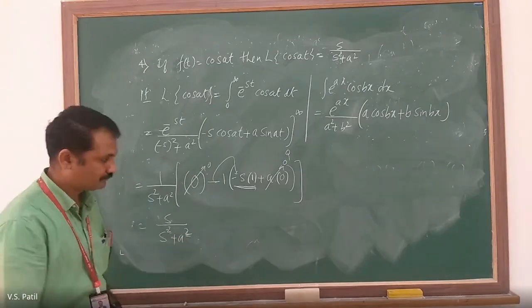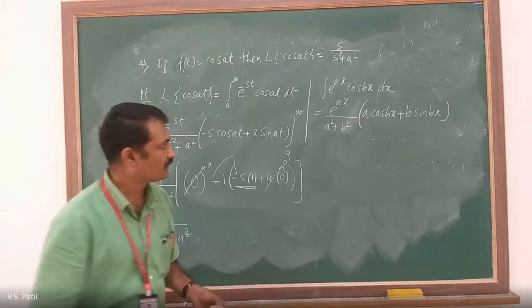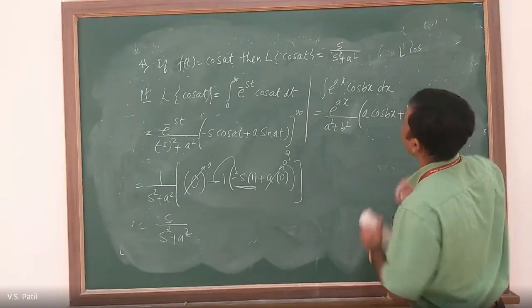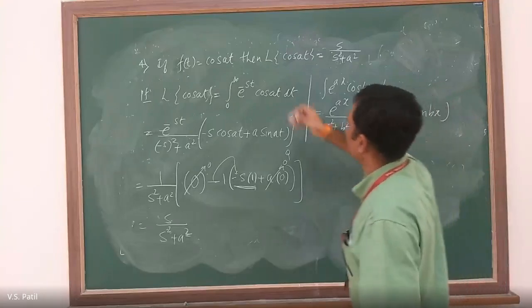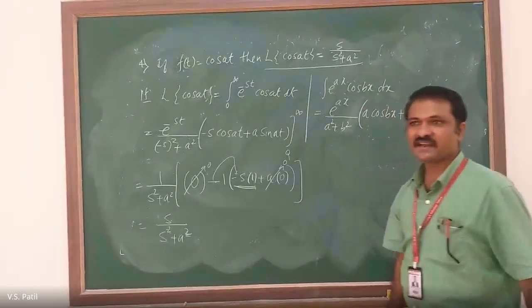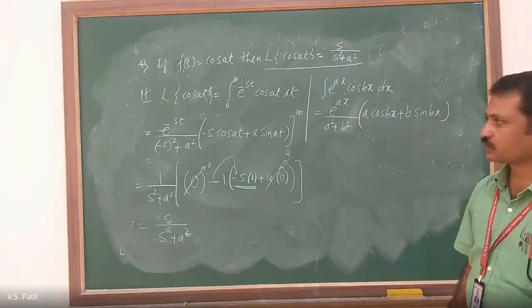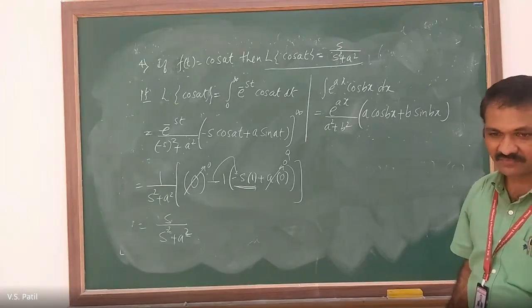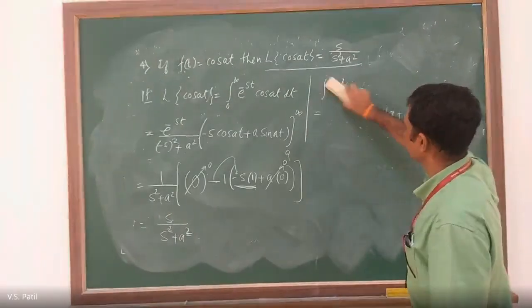Is that clear? Find the conclusion. Therefore, Laplace transform of cos at is s divided by s square plus a square. Is that clear? Some questions on this we will take tomorrow.